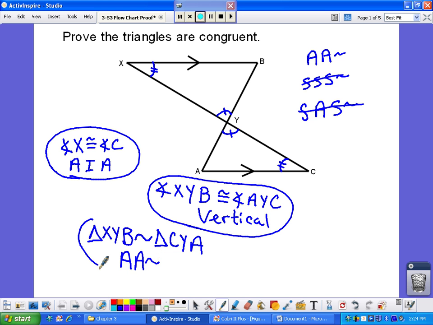This is a flowchart proof because it flows from this point right here down to there. This is one reason, and from this point here down to there. The reason that gives me that those two angles are congruent gives me one condition for being similar triangles. The reason I have these two angles congruent is the second condition that these triangles are similar, and there you go. Let's try another.